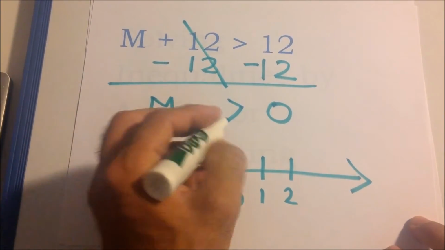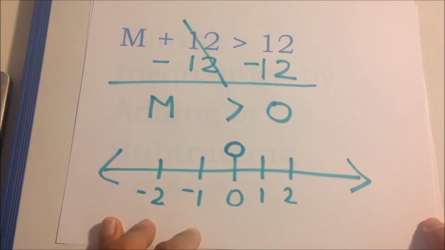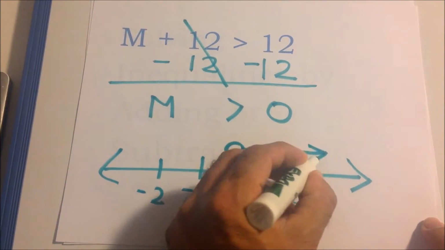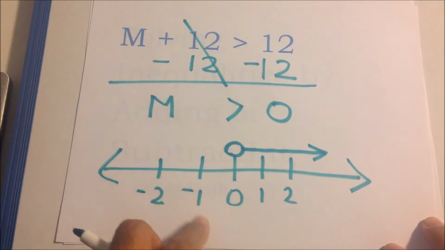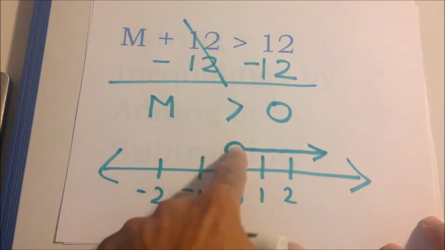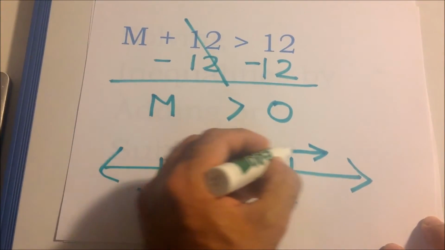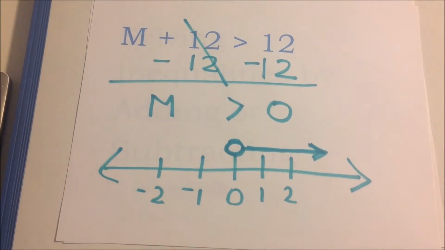And we'll say that here's m. We'll put a circle. We'll make that m. And it has to be greater than 0, so it has to go this way. Now, if it could be equal to 0, we would fill it in. But since it has to be greater, not greater and equal, just greater, we're just leaving the circle open. And we're going this way, because this represents m. Okay, let's do another one.